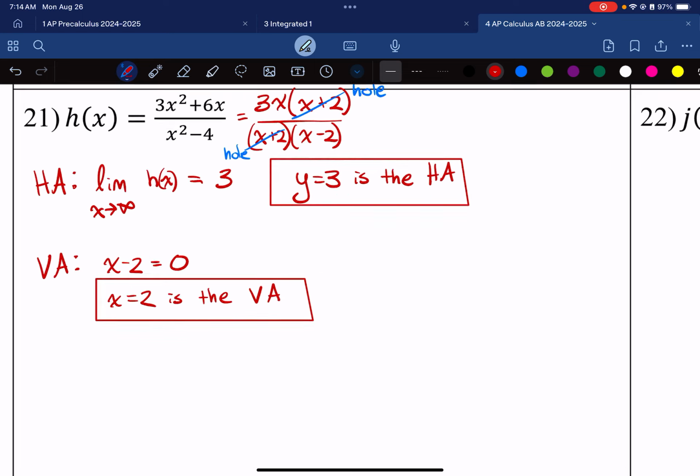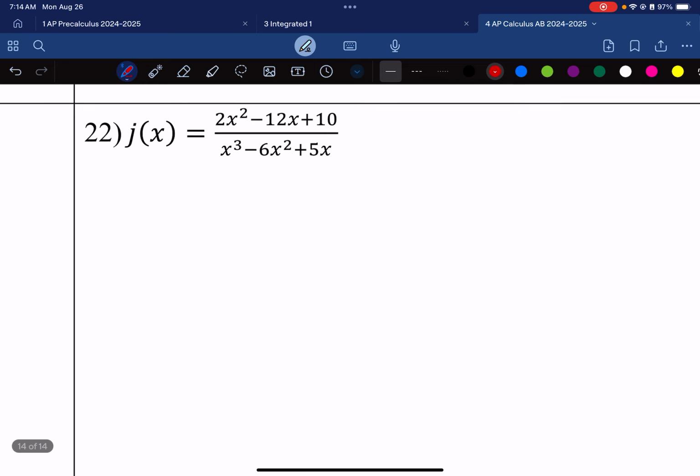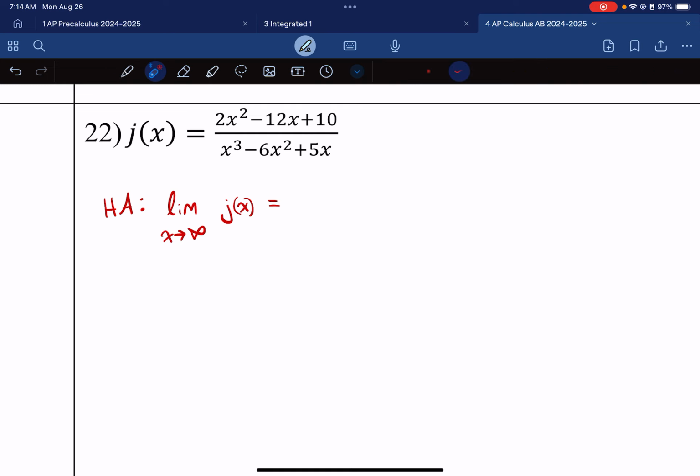All right, number 22. Again, starting out with our horizontal asymptotes. You have to say it over and over again. To find the horizontal asymptote, you take the limit of our function j of x as x approaches infinity. And when you do that, you scribble out all of the terms that are lower degrees, power of 3, power of 2. 3 wins, therefore this is 0 in this case. So you can say y is equal to 0 is the horizontal asymptote.